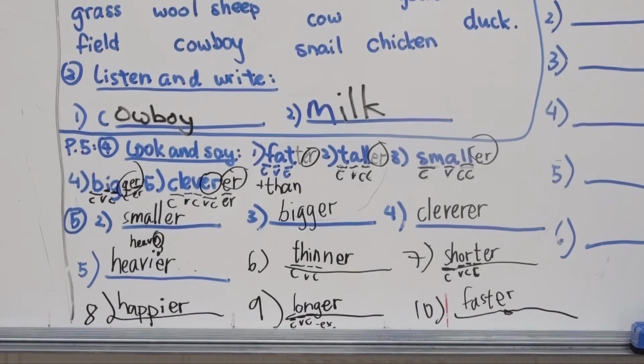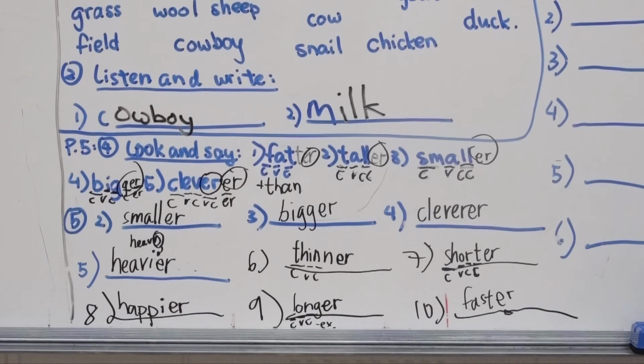Alright, so please check your answers in your book and compare them with the whiteboard. If you're wrong, please erase your answers and write the correct one. Number 2 should be smaller. Just add ER. Number 3 is bigger. Put G and then ER. Number 4 is cleverer. Just put ER. Number 5 is heavier. Change Y to I and then put ER. Number 6 is thinner. Put N and then add ER.